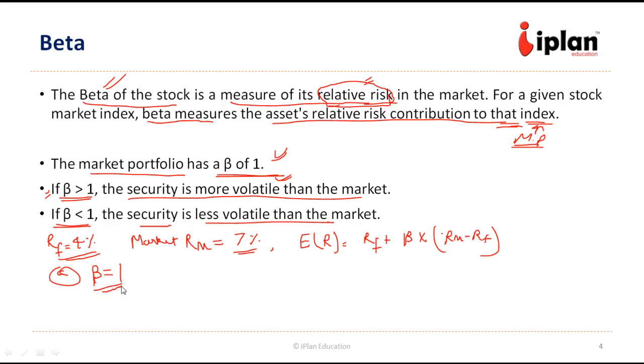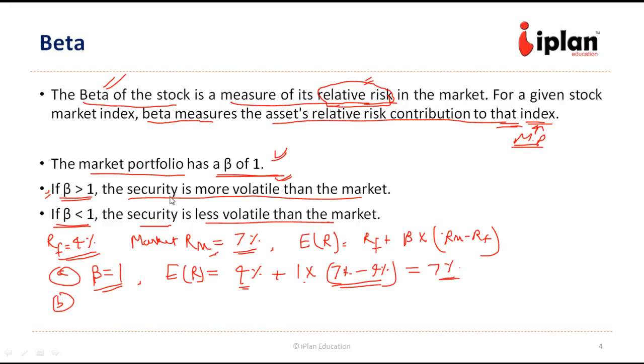So let us take first case where we are talking about the market itself, market portfolio. So beta for the market portfolio or the index is going to be 1. So let us calculate what should be expected return for market using CAPM. So risk-free rate is 4%, beta is 1, market risk premium is 7% minus 4%, which is 3%. So 3% is the market risk premium, 1 is the beta. So 7 minus 4 is 3, which is premium, and 4 is the risk-free rate. So we again get 7%. So this is same as the market rate.